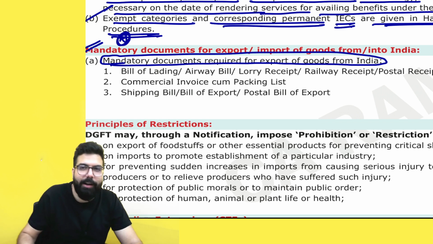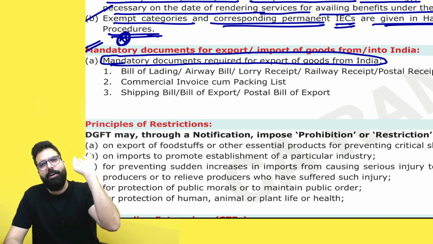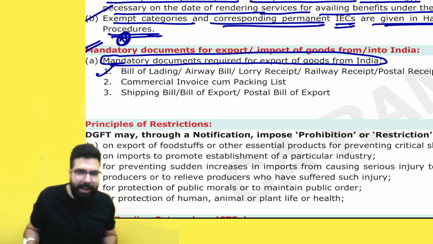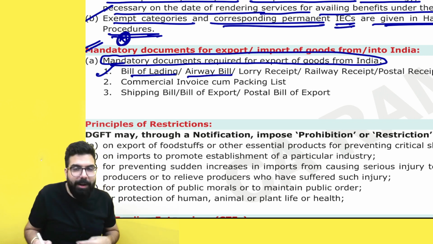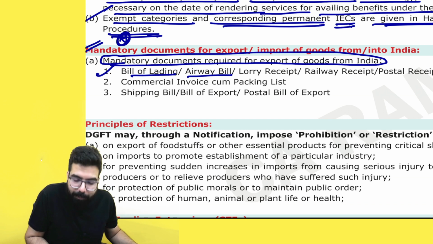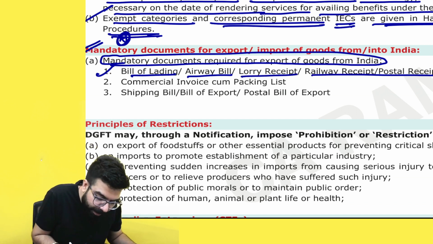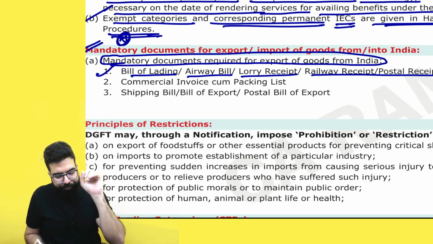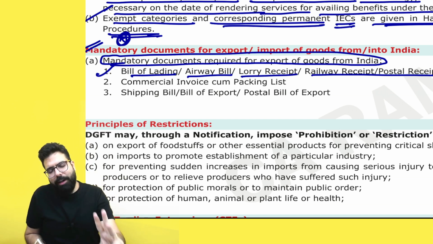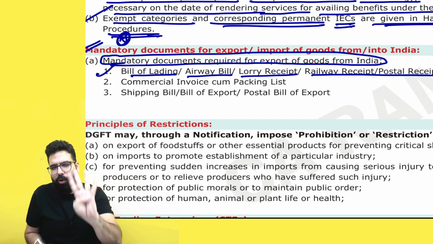So if you are exporting from India, there are only 3 mandatory documents. Number 1, your bill of lading, if you are exporting by ship. Airway bill number if you are exporting by air. Lorry receipt number or railway receipt number or postal receipt. Number 1 is your bill of lading, airway bill number, lorry receipt number, railway receipt. Those things are important.